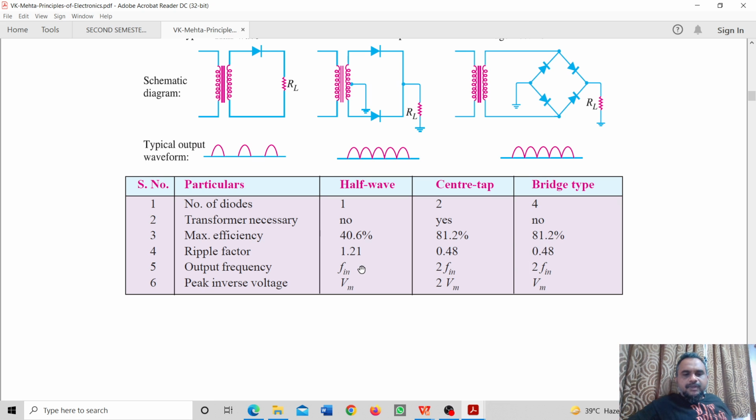The ripple factor is higher in half wave, 1.21, and the other two have 0.482. The frequency is the same in half wave but double in full wave. Peak inverse voltage is 2 Vm in center tap, but in bridge type, it is only Vm.